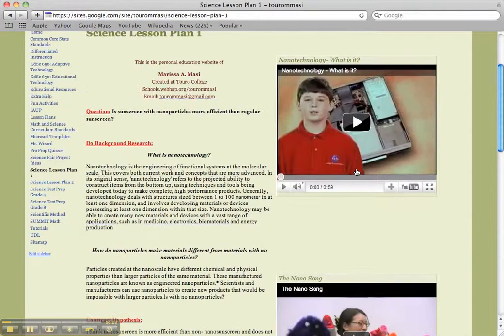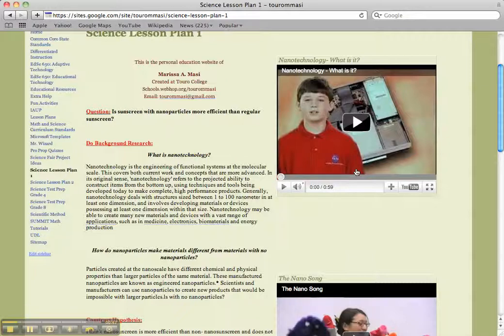So my science experiment is: is sunscreen with nanoparticles more efficient than regular sunscreen? That is the question I am posing. I'm going to do a little background research. What is nanotechnology? It's a new word. It's coming into schools, but some students do not know what it is.